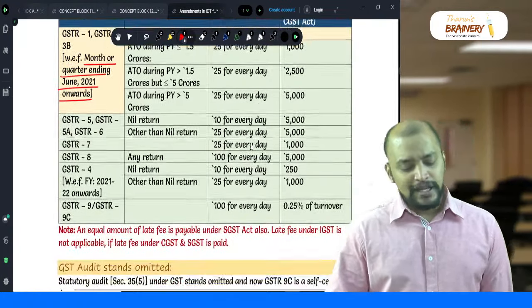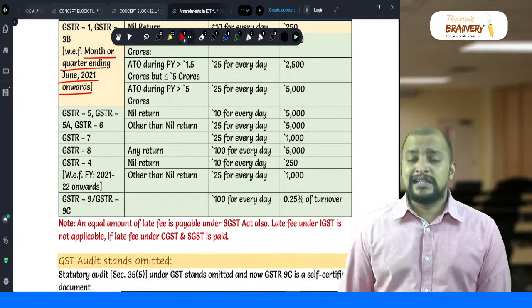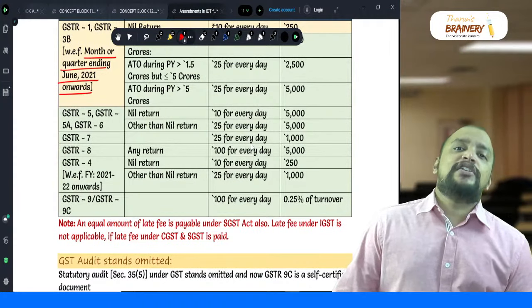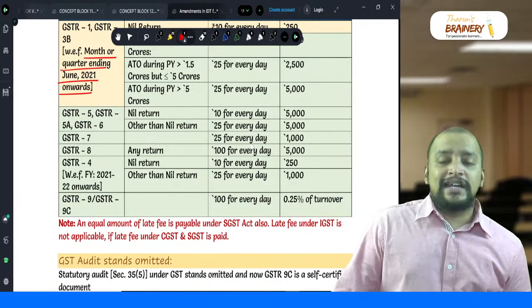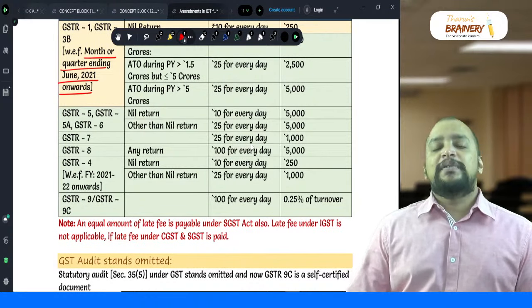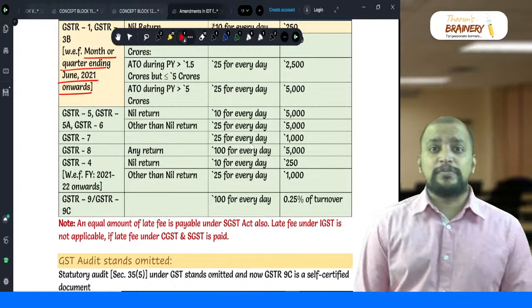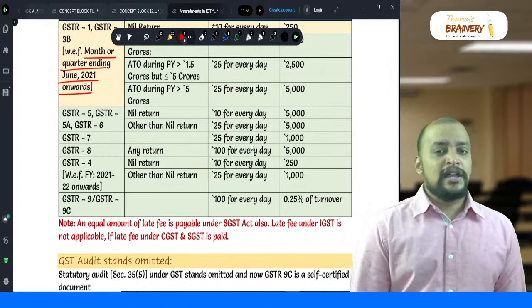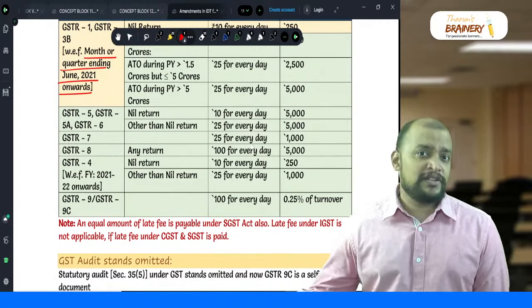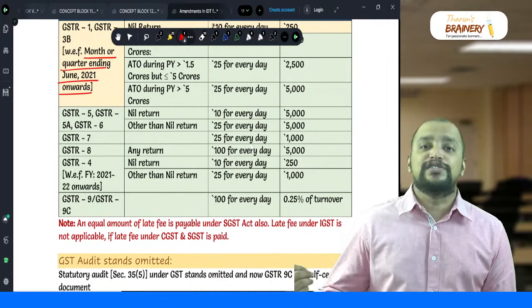Then GSTR 5, GSTR 5A and GSTR 6. GSTR 5 is a return to be filed by a non-resident taxable person, by the 20th of the month following every month, or 7 days from expiry of registration, whichever is earlier. Whereas GSTR 5A is a return to be filed by an OIDAR supplier located outside India by the 20th of the month following every month. GSTR 6 is a return to be filed by an input service distributor.